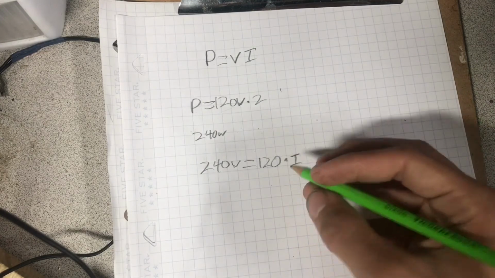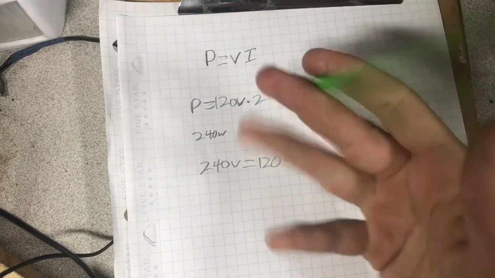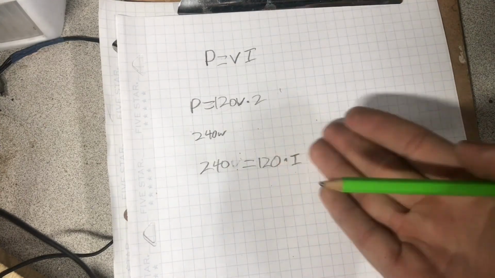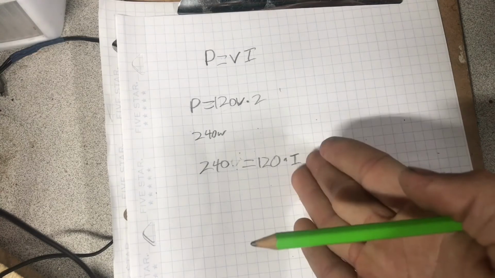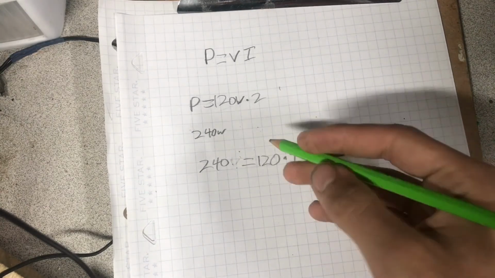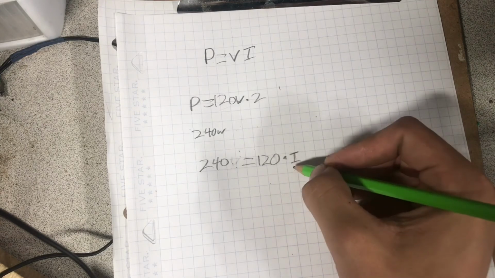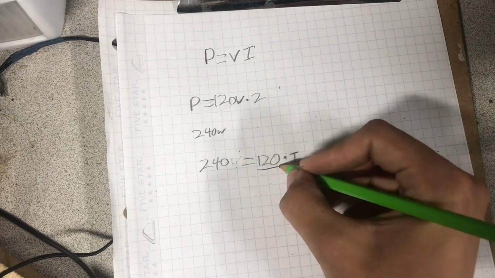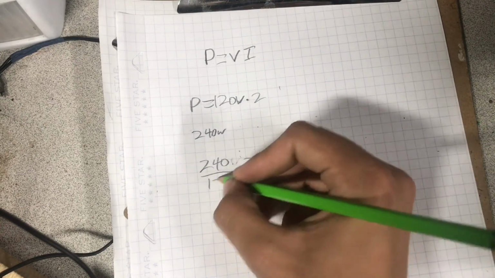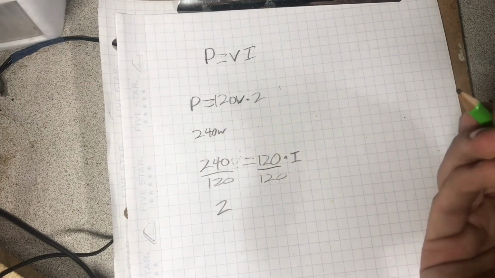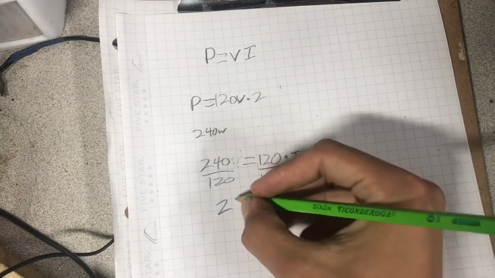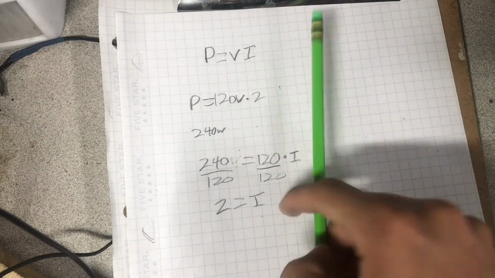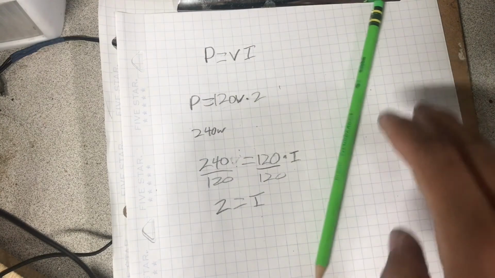We can divide some things here. The goal of any equation is to get the variable by itself, right? So right here, we can divide by 120. 240 divided by 120 will give us 2. There's your current right there. 2 is equal to I. There you go. Very simple stuff right there.